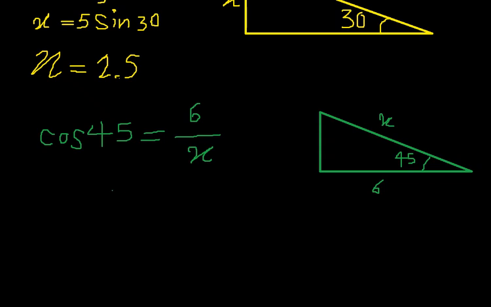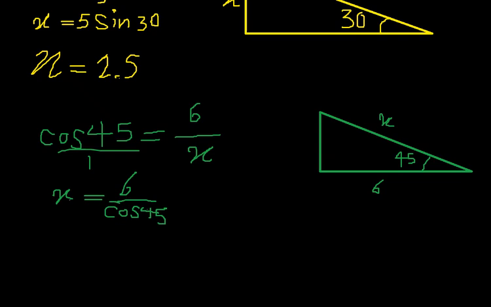So let's simplify this. Using cross multiplication, we can say that x is equal to 6 over cos 45. Okay, fantastic. So let's calculate this using the calculator.